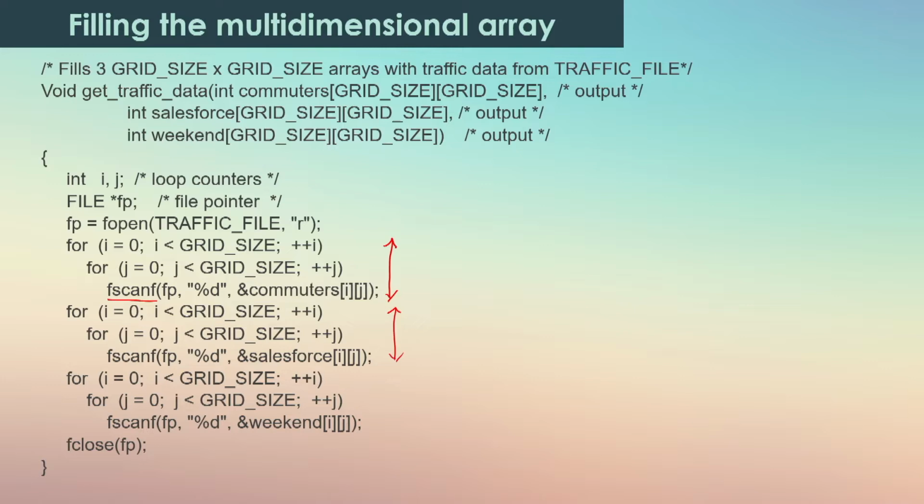The file is named traffic file, which is opened in read mode, because we are going to just read the data stored in the file. And again, one more matrix: we are collecting the weekend data from the file. Now we have stored 3 matrices, and we have the values in these 3 matrices: commuters, Salesforce and weekend. Now, let us see how we are able to calculate the values.